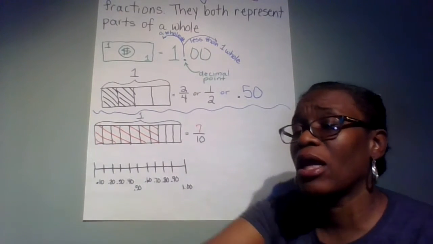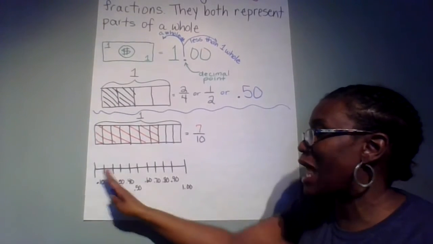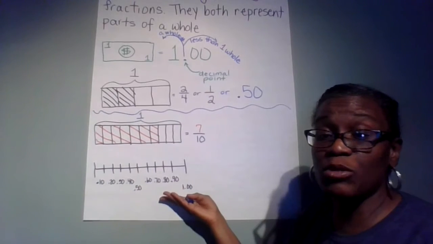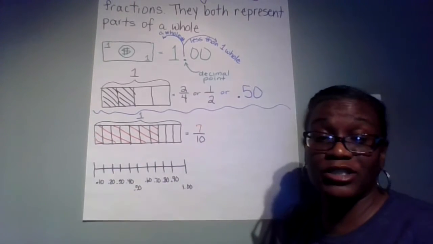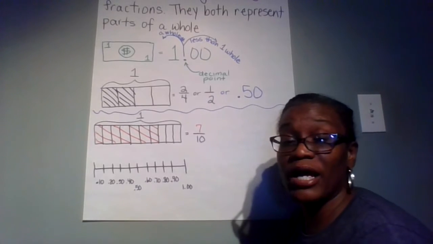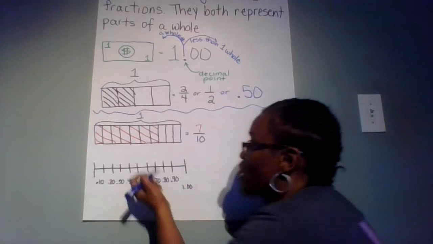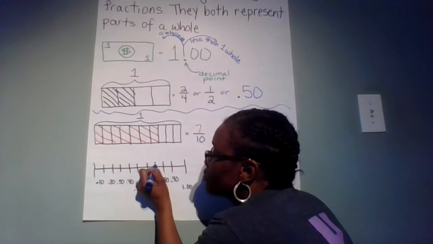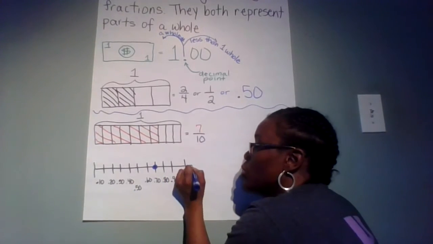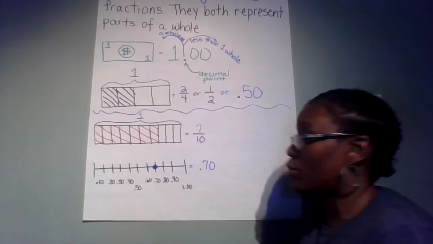So now I would ask my scholars, please plot on your decimal number line your fraction that we just did above. And that would end up being what? That's right, you guys are so smart. 0.70. And then we will write it as 0.70.